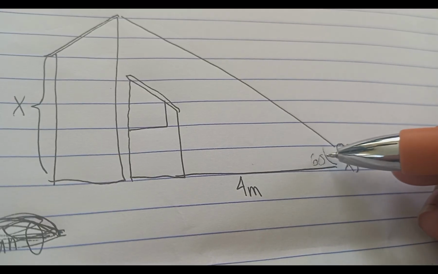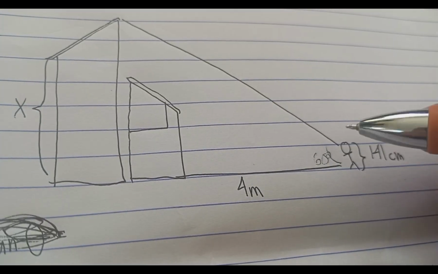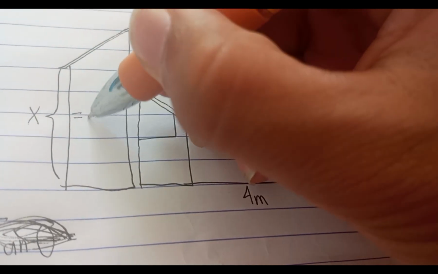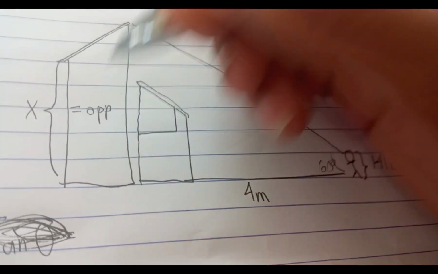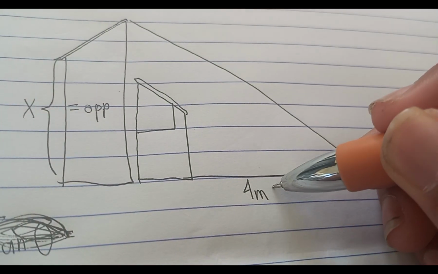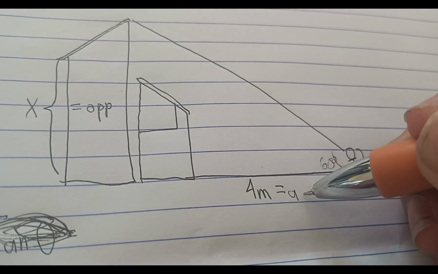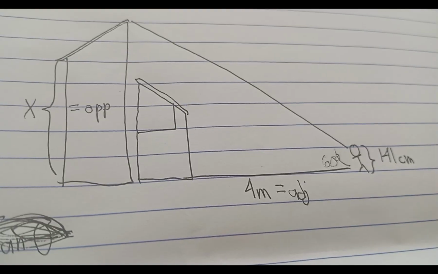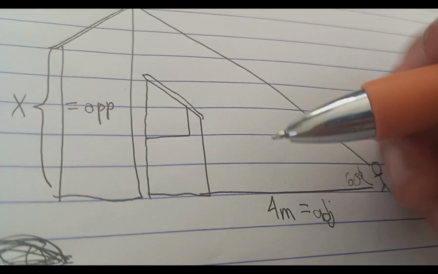The observer is termed the reference angle. Try to look at its opposite, which is x, and the adjacent, which is 4 meters. We must never forget the 90 degrees of the right angle.